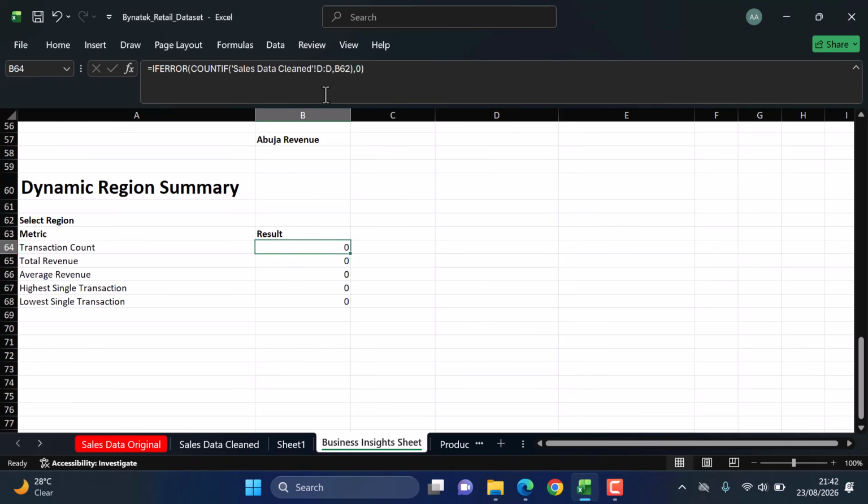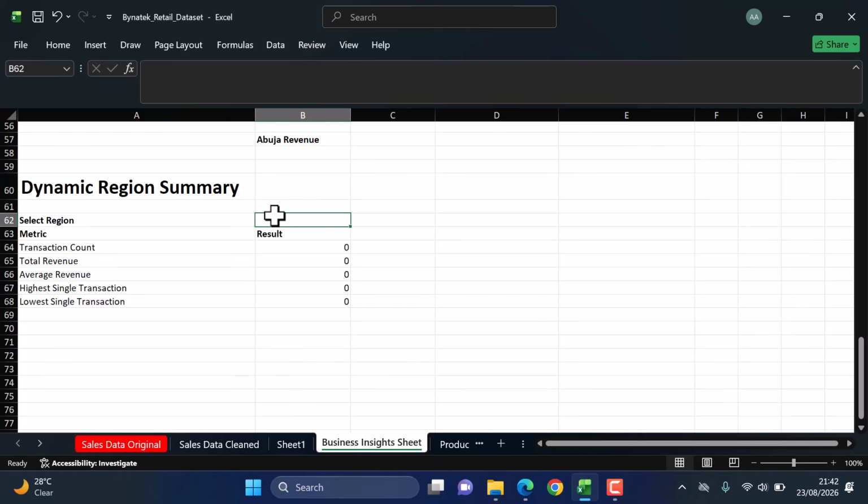So it counted, and we said B62. It took the total revenue. We gave it the region to be B62, but it's still empty. Average revenue, region is B62. For maximum and minimum, you have to rearrange it: you first tell it where it is looking for the data, which is the revenue, the maximum revenue, and then you give it the condition to filter by. So we said it should check the maximum revenue where the region is B62. This one, minimum where the region is B62.